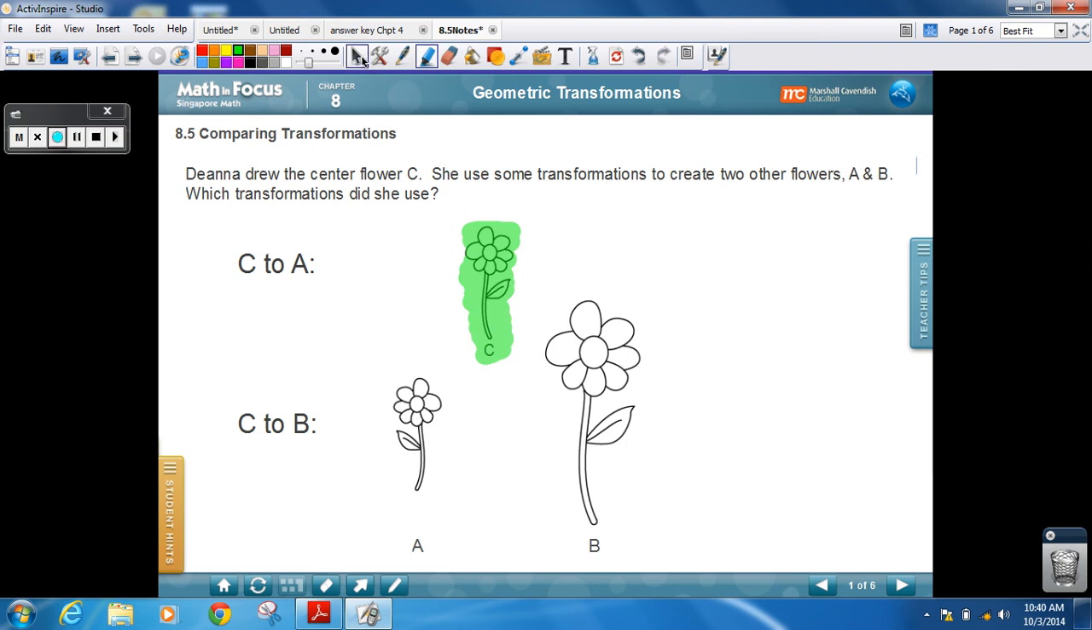She used some transformations to create 2 other flowers, A and B. Which transformations did she use? So to go from C to A, if I look here, the leaf is on the opposite side. That means she flipped it over. So that means that C to A is a reflection.